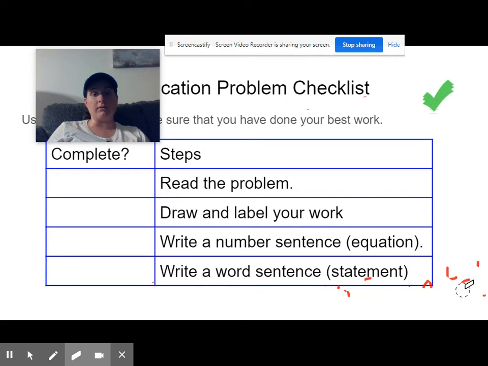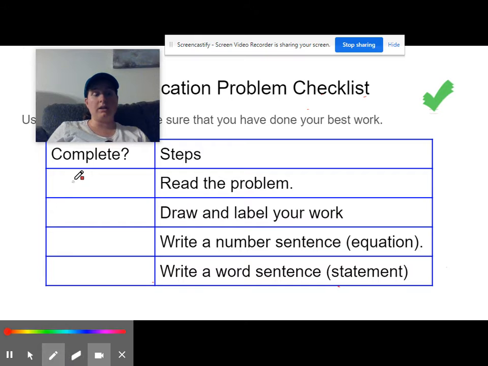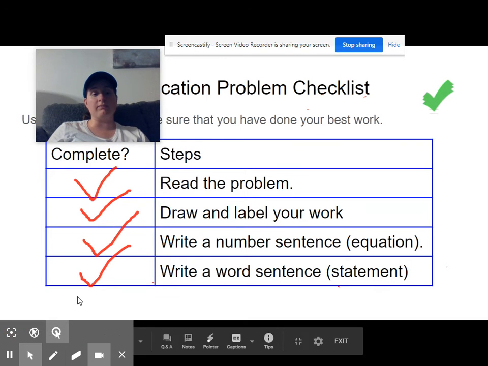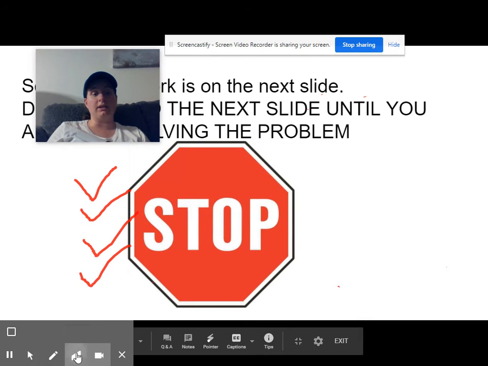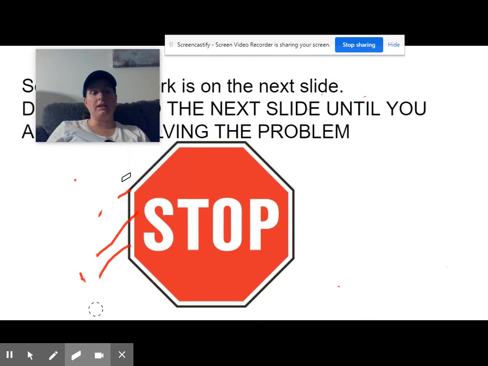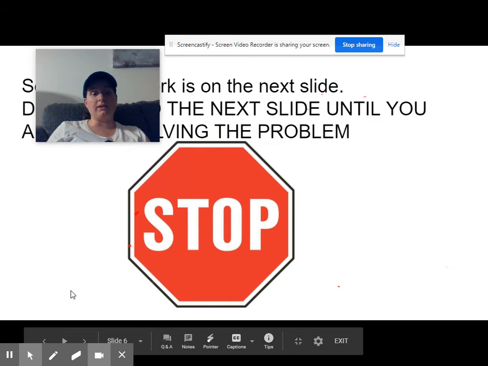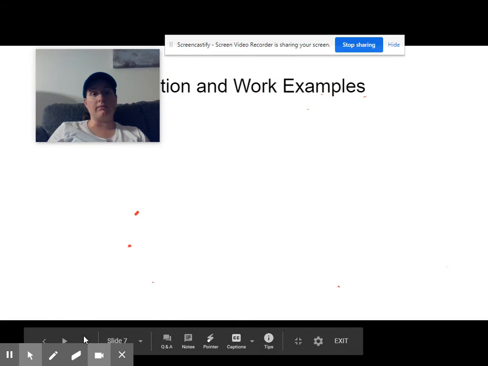Okay? So if you go through this list and you can say, yes, I read the problem, I drew and labeled my work, I wrote a number sentence, and I wrote a word sentence, then you may move on with me. Okay? So this is your last chance. If you have not done all 4 steps, you need to pause now and come back and hit play when you're ready. All right, we're going to go over the answer together in 3, 2, 1, 0.